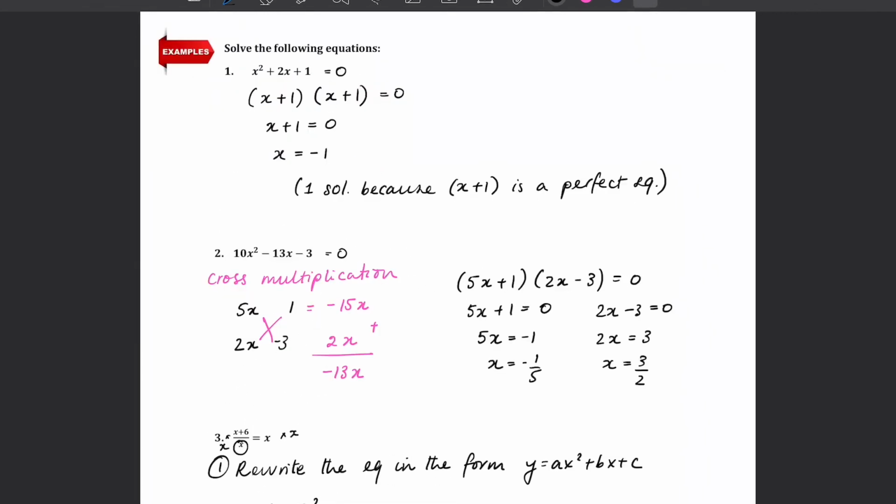So hopefully now you're feeling a little bit more comfortable with solving quadratic equations. And in here you can see that we've used a range of strategies that we've actually looked at prior when we were learning about factorizing equations.